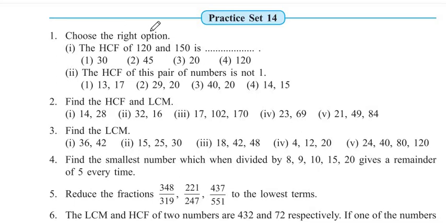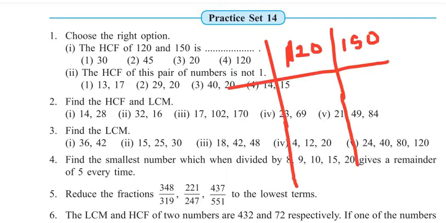First question is, choose the right option. The HCF of 120 and 150 is. Now see how to find out HCF of 120 and 150. I write here 120 and 150. Now which number is divisible by 120 and 150? First number is 10. And therefore see here 10 twelves are 120. And 10 fifteens are 150.